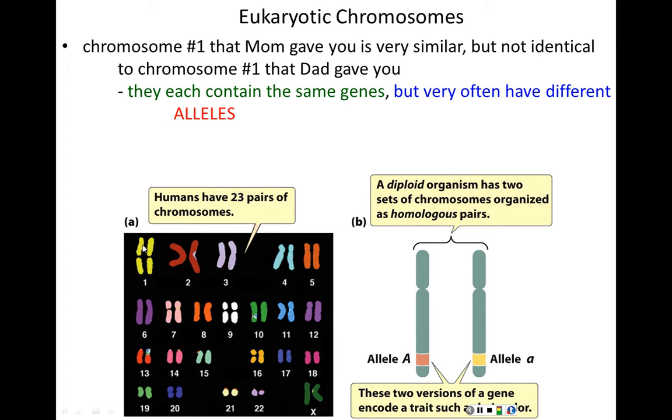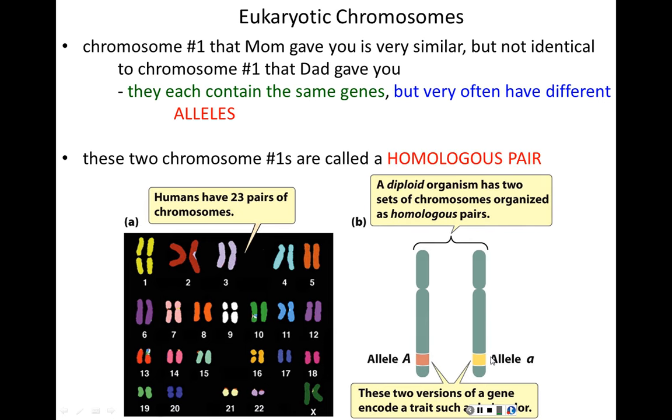But if we zoom in on chromosome number 1, this one came from mom and this one came from dad. Here is one allele from your mother, and here is another different allele from your father. Same information, but different versions. Mom gave you brown hair, and dad gave you blonde. Same information, hair color, different version. Brown hair, blonde hair.